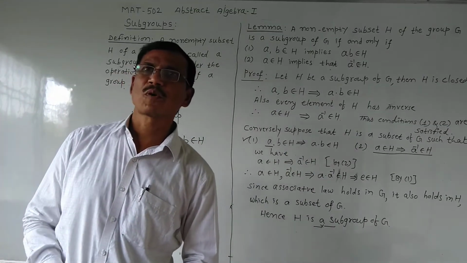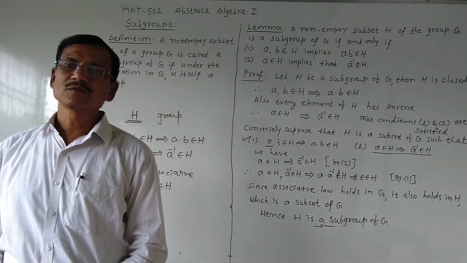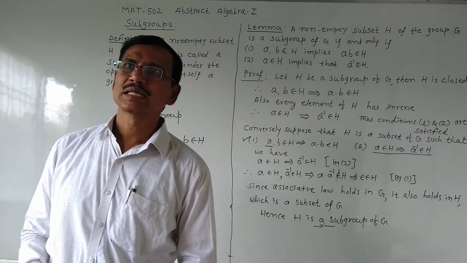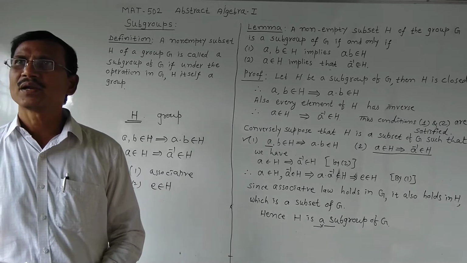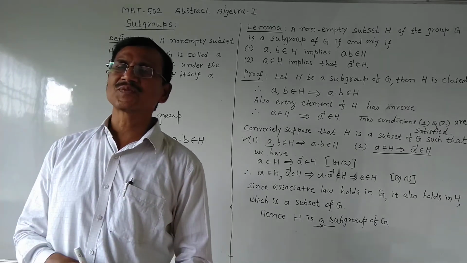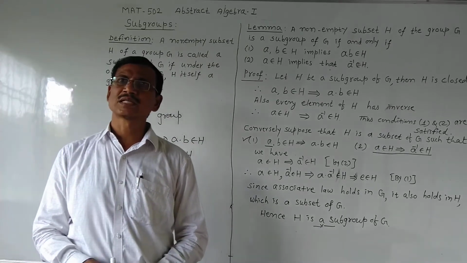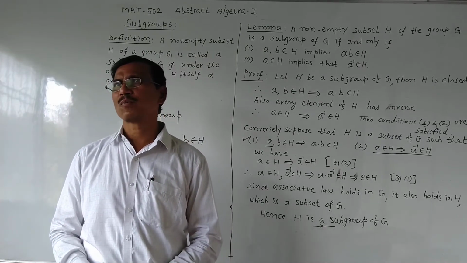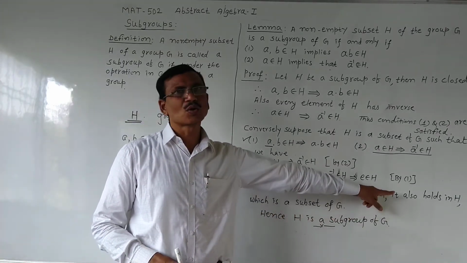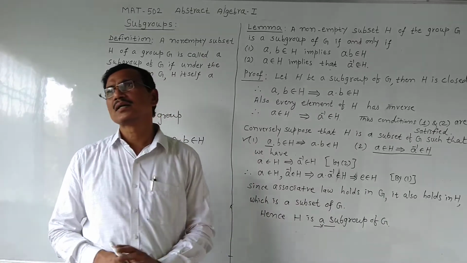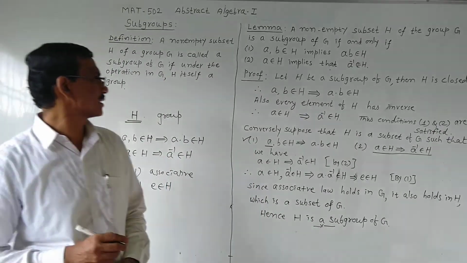The associative property is also satisfied in H. We know that H is a subgroup of G, which means every element of H belongs to G. And we know that elements of G satisfy the associative property, and hence elements of H also satisfy the associative property. That is, as the associative law holds in G, it also holds in H because H is a subgroup of G. So all required 4 conditions are satisfied.